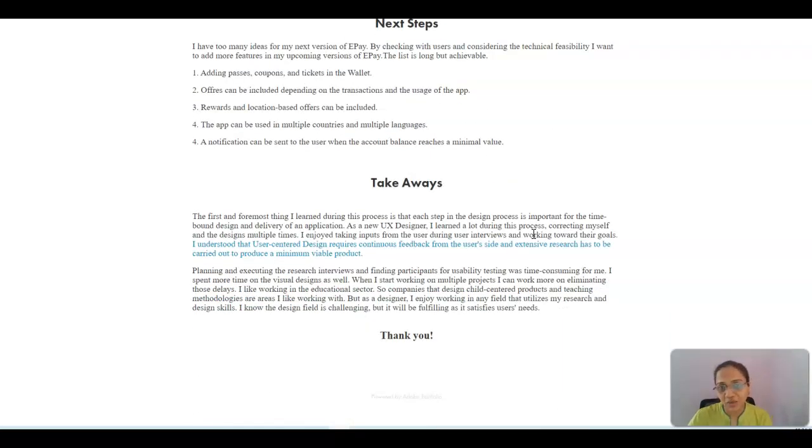What I learned during this design process is that each step is very important for the time-bound design and delivery of an application. As a new UX designer, I learned a lot during this process, like correcting myself and correcting my designs multiple times. The portion that I really enjoyed was doing the user interviews. I understood that user-centered design requires continuous feedback from the user side, and extensive research has to be performed.